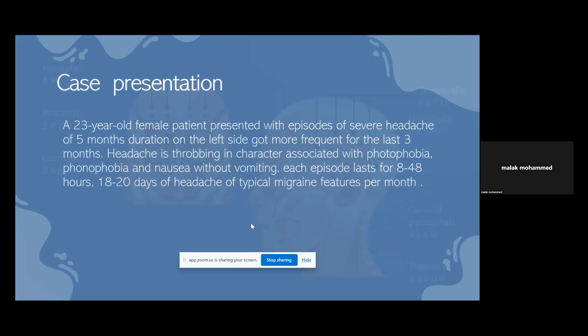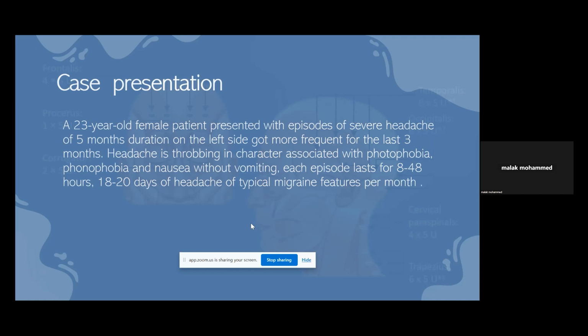In our case, she's a 23-year-old female who presented with episodes of severe headache for 5 months on the left side. It got more frequent in the past 3 months. The headache is throbbing in character, associated with photophobia, phonophobia, and nausea without vomiting. Each episode lasts between 4 to 48 hours, 18 to 20 days of headache, typical migraine features. So she fulfills the criteria of migraine without aura.